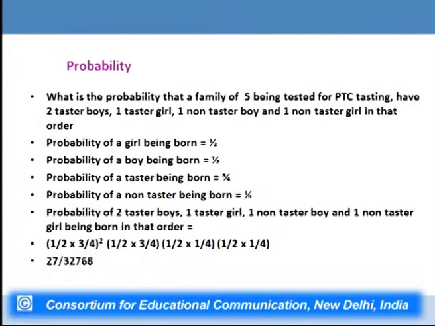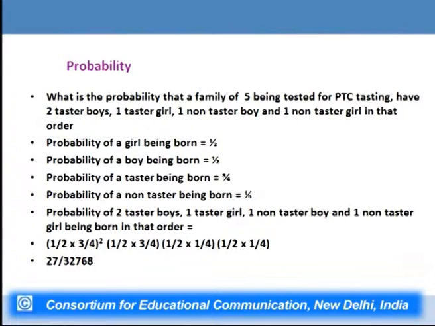Now what is the probability that a family of 5 being tested for PTC testing have 2 taster boys, 1 taster girl, 1 non-taster boy and 1 non-taster girl in that order? In this particular case, order is being given. We know the probability of a girl being born is 1 by 2, also for a boy is 1 by 2, and for a taster being born is 3 by 4 in the case of PTC testing, and a non-taster being born is 1 by 4.